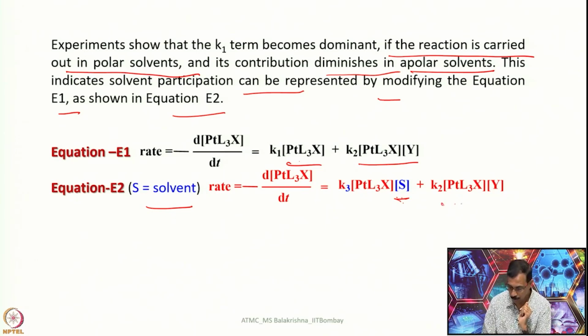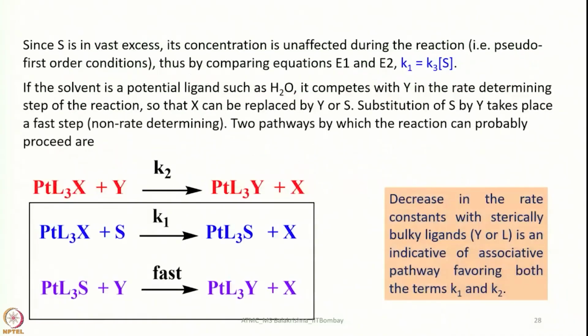So, this is how the influence of solvent can also be added to the rate equation. Since S, the solvent, is in vast excess, its concentration is unaffected during the reaction. Literally there is no change, and hence it can be considered pseudo first order condition. By comparing equation 1 and 2, simply by comparing we get K1 equals K3 into the concentration of solvent.